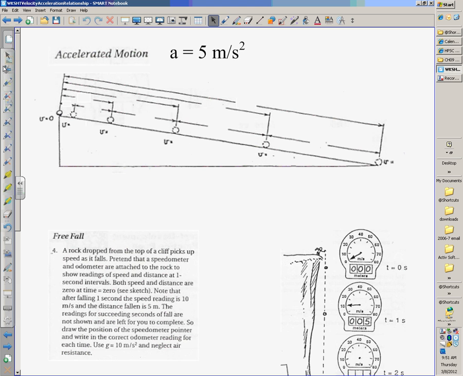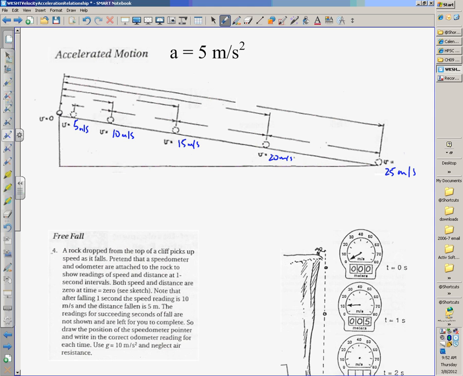Okay? So first, when we talk about the velocities, because the acceleration is 5 meters per second squared, this object started at 0, each ball representing 1 second worth of time. That means that here, 5 meters per second, 10 meters per second, 15 meters per second, 20 meters per second, and then finally at the bottom of the ramp would have been going 25 meters per second. Good with those? Any problems with that?